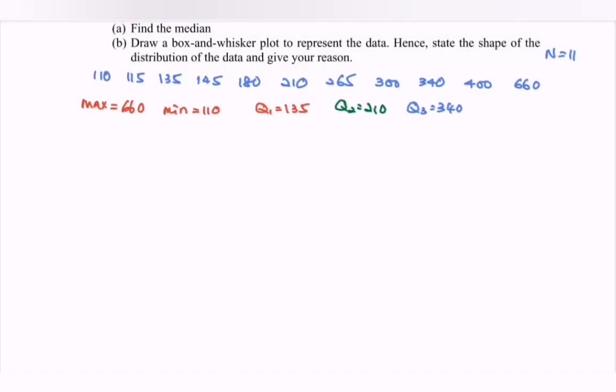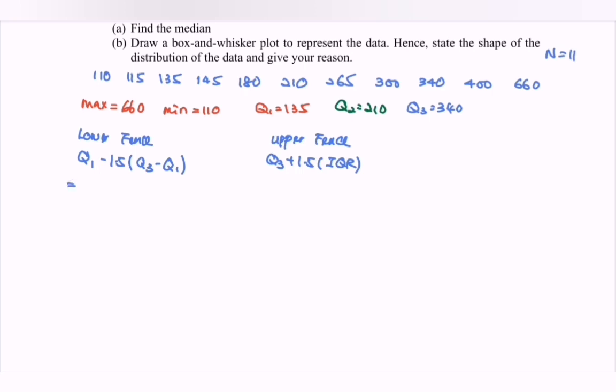Next, what we have to do is find the lower fence and the upper fence. So for the lower fence, the formula will be the Q1 minus 1.5 interquartile range, where the interquartile range is the Q3 minus the Q1. Another one, we have the upper fence, where we have the Q3 plus 1.5 multiplied by the interquartile range, meaning Q3 minus the Q1.